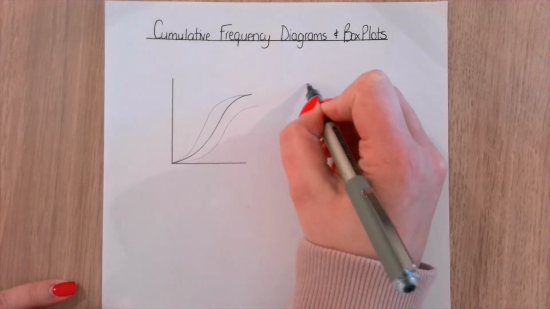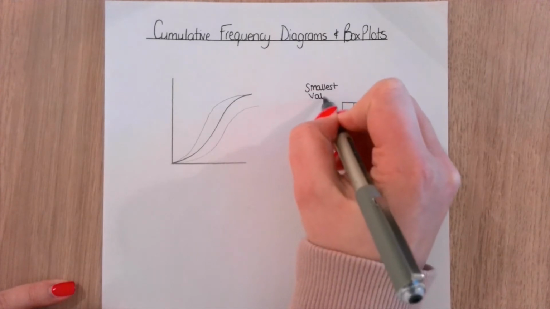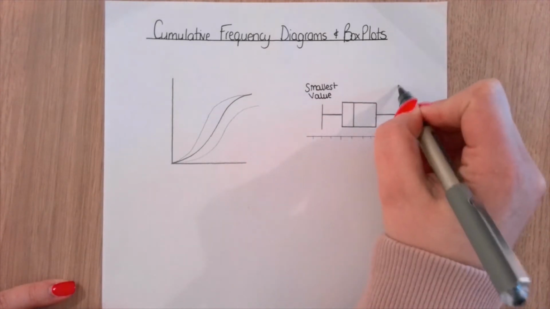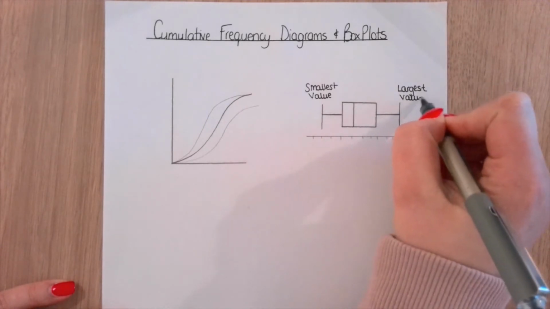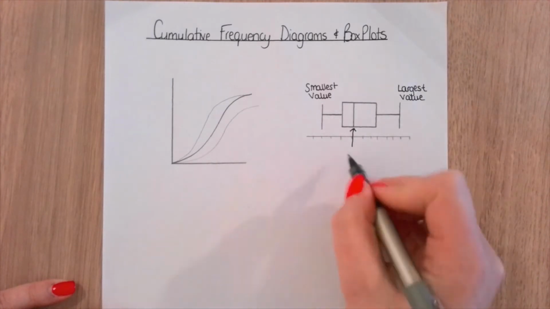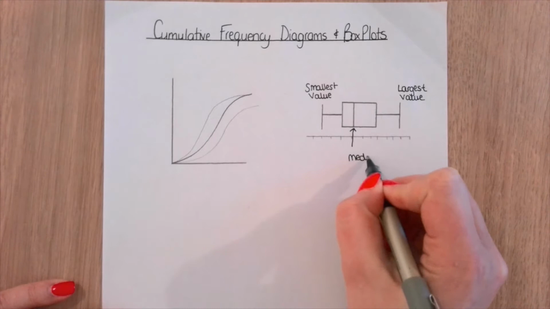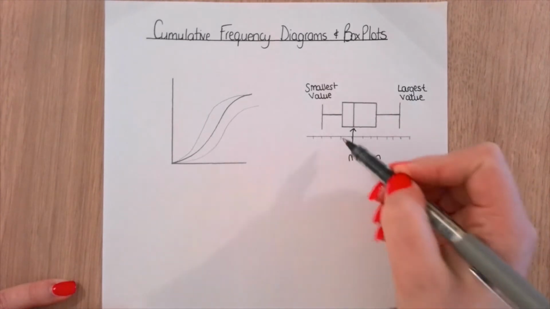So I'm going to write the smallest value and the largest value. The line that's in the middle of your box, this is actually the median of the data, and obviously if you've got a set of data set out in a nice long line, remember to find the median, the data needs to be in order, smallest to largest, for you to be able to find your median.